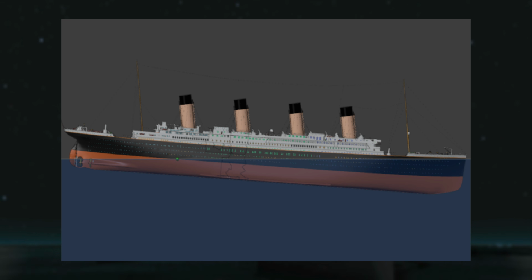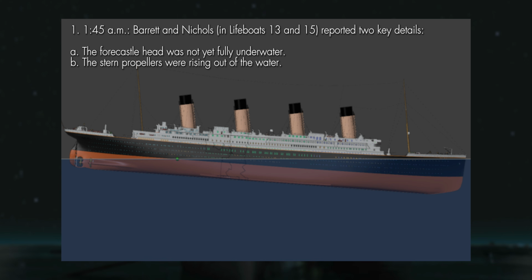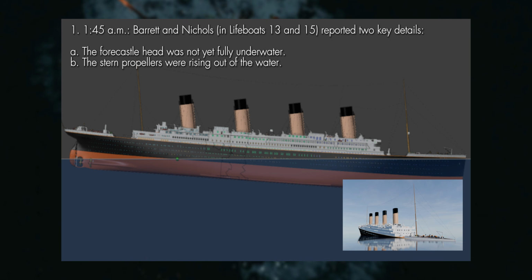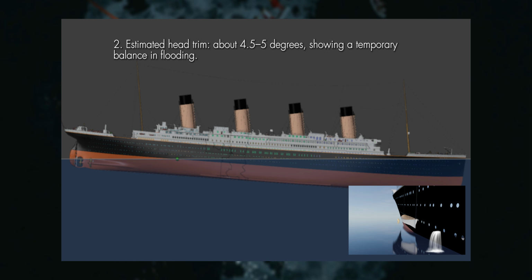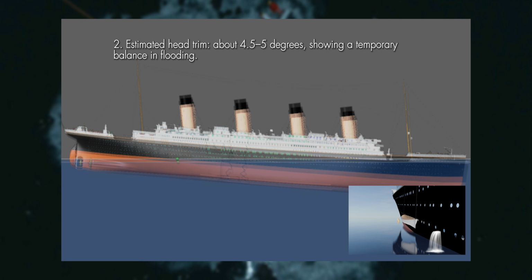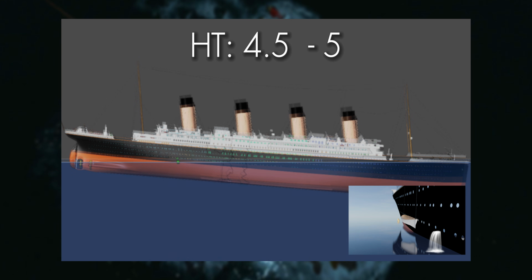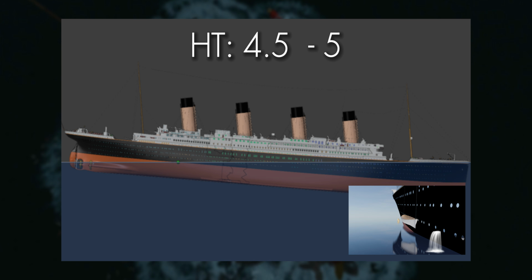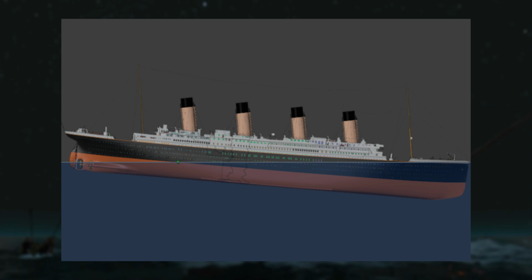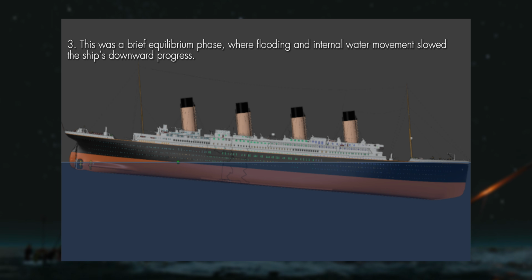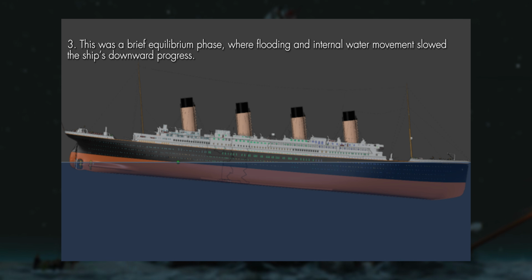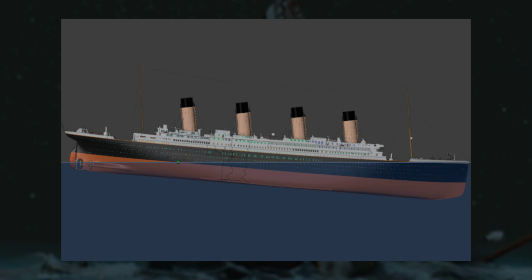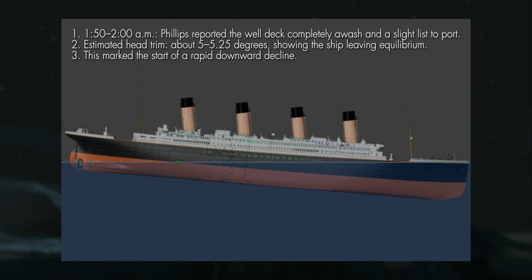And then right about 1:45 a.m., accounts from Barrett and Nichols aboard lifeboats 13 and 15 described contrasting views. The forecastle head was not yet fully underwater, while the ship's stern propellers were visibly rising out of the sea. This stage marked a 4.5 to 5 degree trim, and as observed, it seems that the sinking has somewhat slowed down, based on how slight the changes in the angle were, representing a temporary equilibrium phase in which flooding rates and internal water displacement balance, briefly slowing the ship's descent.